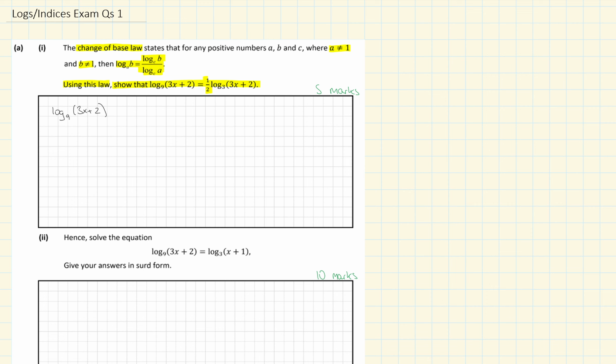I'm just going to write the rule out here, which says log to the base a of b. If I want to change to my new base c, it's b on top and a on the bottom. So a is my base, so a goes on the bottom. So if we look here, we have my b, which should be there, and we have my a, which should be there. So that tells me I want to change to log of base 3.